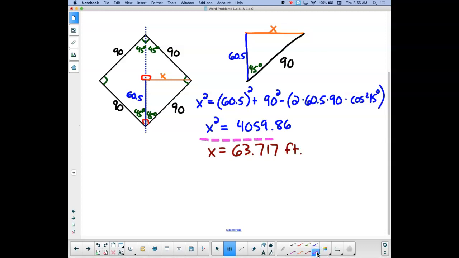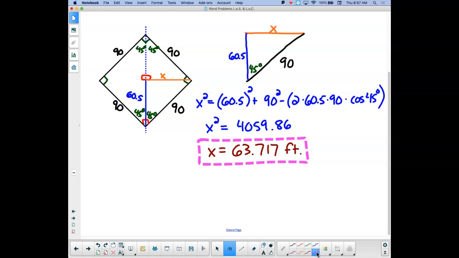I get 63.717 feet. Doesn't matter how many decimal places you put down; we'll tell you on the test. I always go to 3 because I also saw what's coming up, and we got to use that. So I don't want to round it to tenths just yet. I actually left it on my calculator, just so you know. Three is a good spot. Okay? So not a right triangle, right?